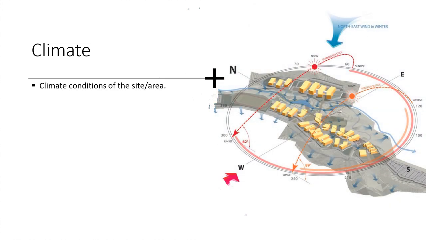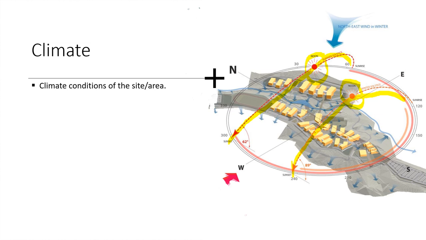Now, climate conditions of the site area. This is done both in micro and macro context, depending on the size of your project. As you can see here in my diagram, we have here two sun paths that create two different noons. Okay, one is this, and another is this.